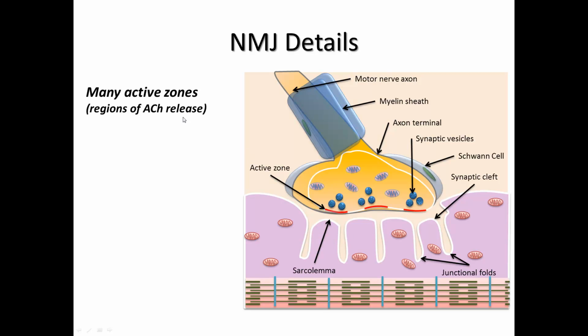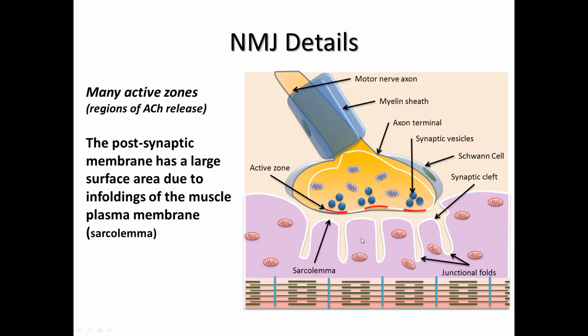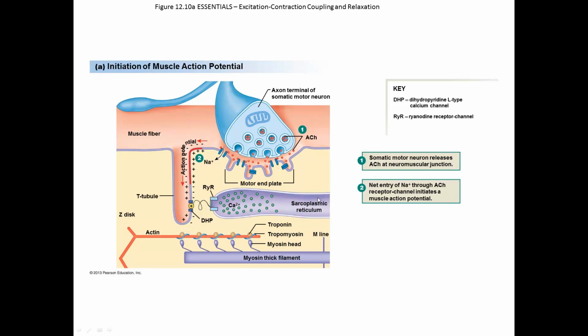There will be many active zones, areas where the acetylcholine is released. You have this large surface area, and as the acetylcholine is released, it binds to the acetylcholine receptor, the nicotinic acetylcholine receptor, opening an ion channel and causing a local depolarization. This is called an end-plate potential, and it is not yet an action potential.